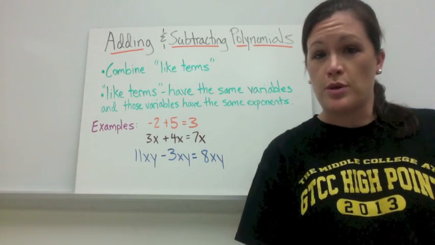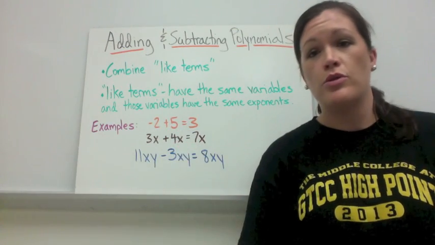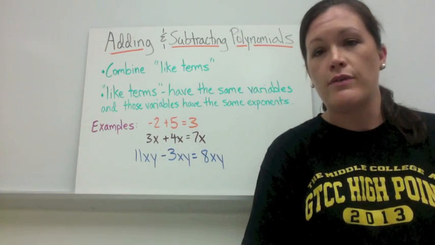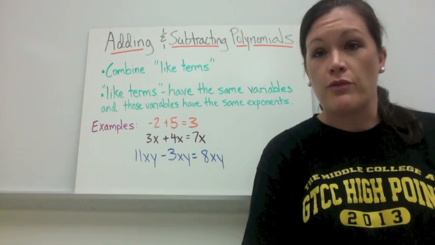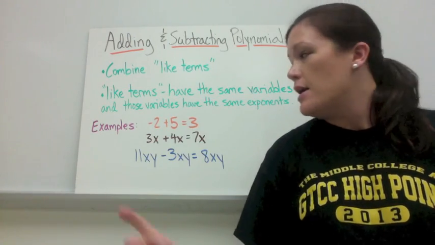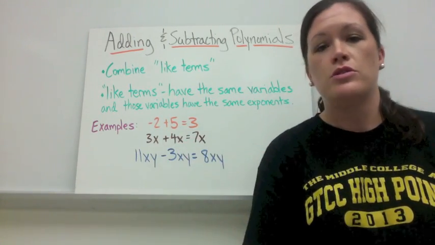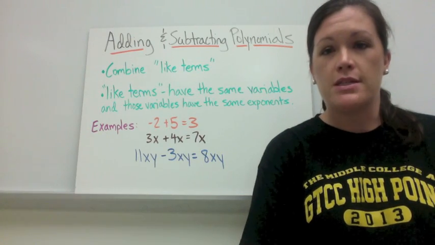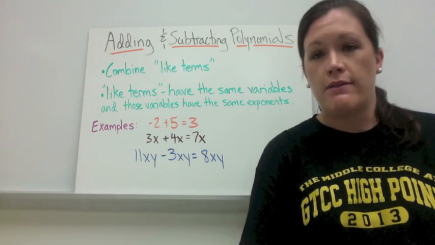Another example is 3x plus 4x. When you combine those, you need to add the coefficient. The coefficient is the number in front of the variable. So the 3 plus the 4 would give us 7, and then you don't change the variable, you just added them together because they have the same variable. So that gives us 7x.